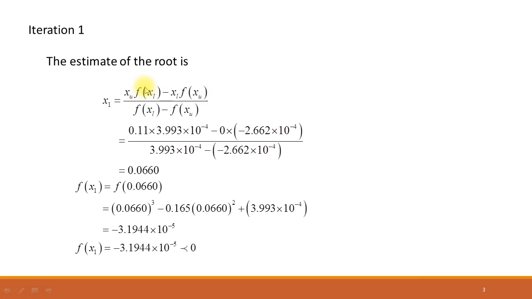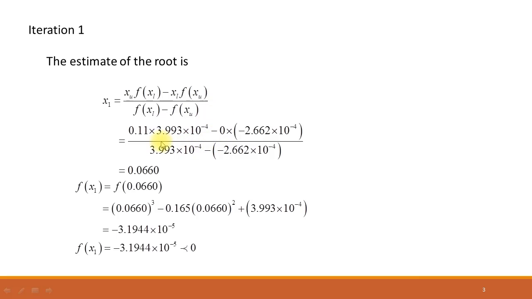Now using the false position method, xr is equal to xu f of xl minus xl f of xu divided by f of xl minus f of xu. So putting r is equal to 1, suppose now we have to find the root x1 in the first iteration. So putting the value of xu 0.11 multiplied the function value at xl, 3.993 multiplied 10 raised to power minus 4, and the value of xl is 0 multiplied the function value at xu, minus 2.662 multiplied 10 raised to power minus 4, divided by the function value at xl, 3.993 multiplied 10 raised to the power minus 4, minus the function value at xu, minus 2.662 multiplied 10 raised to the power minus 4, and simplify this expression.